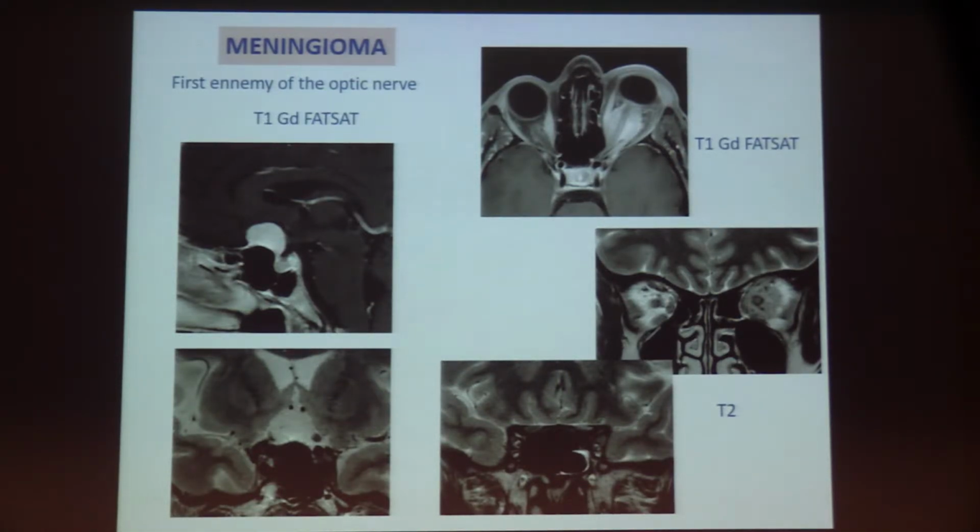But until the vision is completely lost, we do nothing. The only thing you have to do is to check the orbital apex, because the main problem of this meningioma will be that it will grow backwards, and it will grow in the meningeal layers, and the risk is to go to the other side and compress the other optic nerve. And so the only thing you have to do is T1, fat saturation, gadolinium, and the axial plane to see what's happening at the apex.